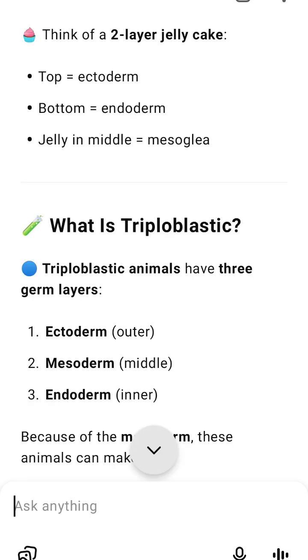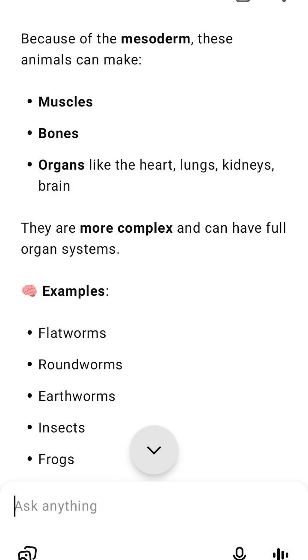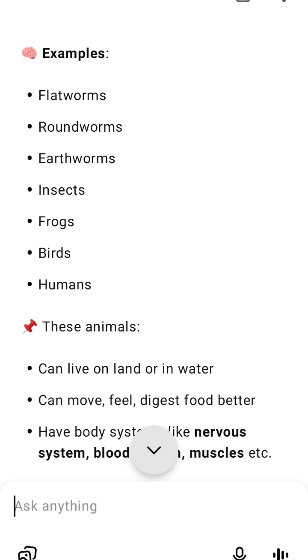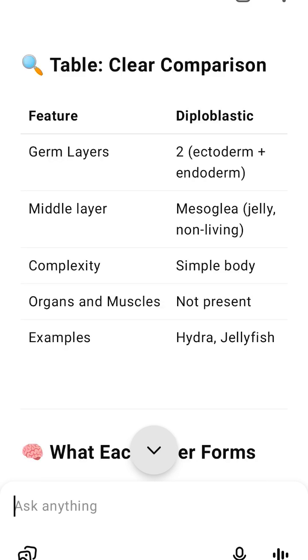What each layer forms. Ectoderm: skin, brain, nerves. Mesoderm: muscles, heart, bones, kidneys, only in triploblastic. Endoderm: gut, liver, lungs, stomach. Key points to remember: di equals 2 layers, diploblastic; tri equals 3 layers, triploblastic. Diploblastic animals are simpler and only have basic body parts. Triploblastic animals are advanced with organs and systems.